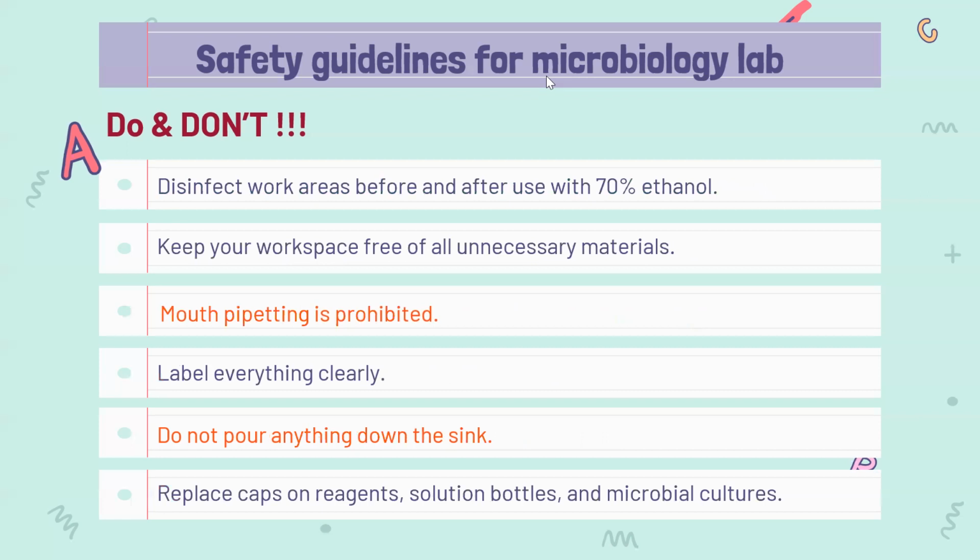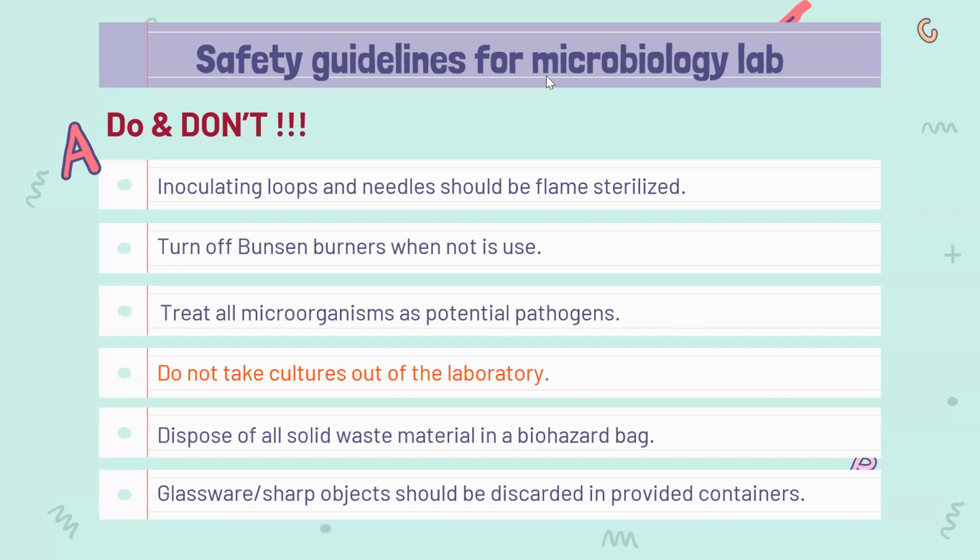Disinfect work areas before and after use with 70% ethanol. Keep your workspace free of all unnecessary materials. Mouth pipetting is prohibited. Label everything clearly. Do not pour anything down the sink. Replace caps on reagents, solution bottles, and microbial cultures. Inoculating loops and needles should be flame sterilized. Turn off Bunsen burners when not in use. Treat all microorganisms as potential pathogens. Do not take cultures out of the laboratory. Dispose of all solid waste material in a biohazard bag. Glassware and sharp objects should be discarded in the provided containers.